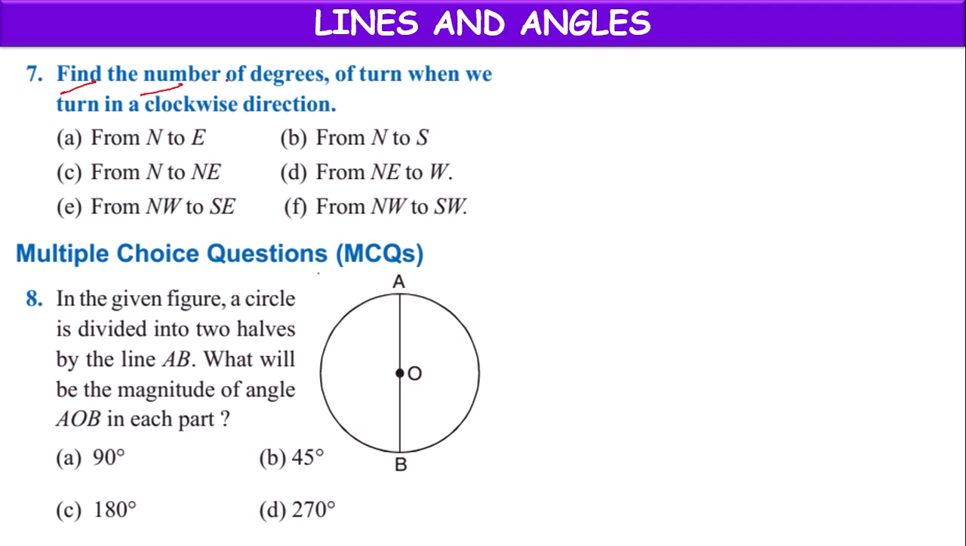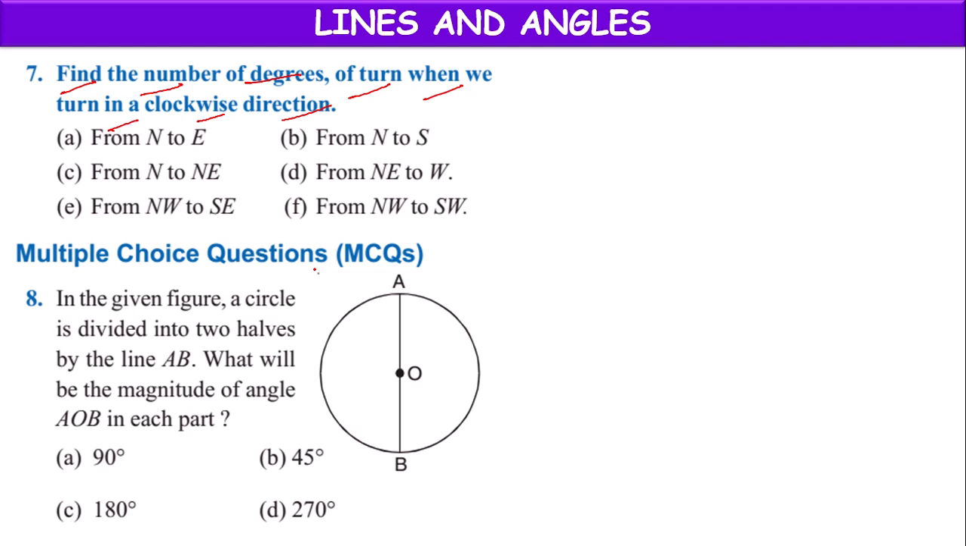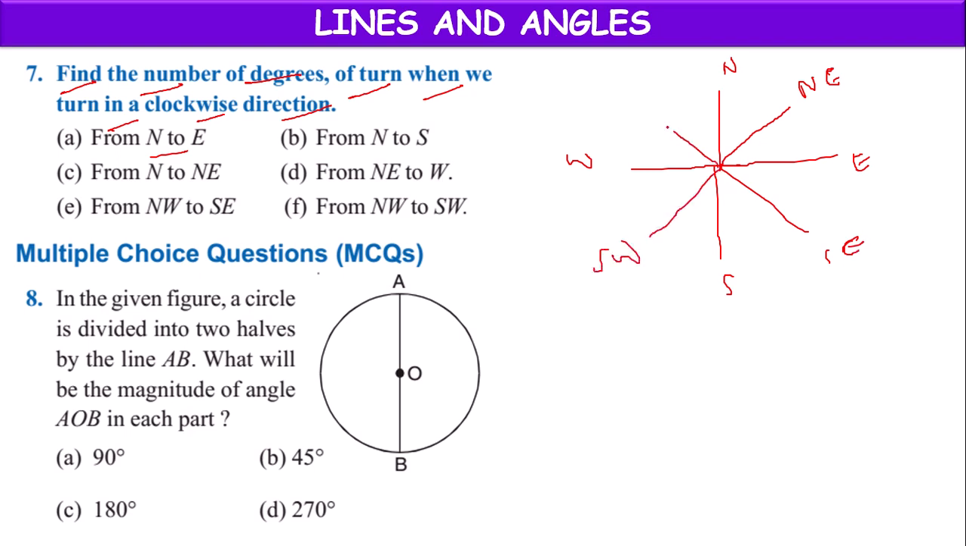Next one. Find the number of degrees of turn when we turn in clockwise direction. So here, from north to east. This is the north, east, south, west. These are the directions. In midway between them, we will be having northeast, southeast, southwest, along with that northwest. We will be having all these directions. Between north and east, angle is 90 degrees, and these midway parts will be equal to 45 degrees.